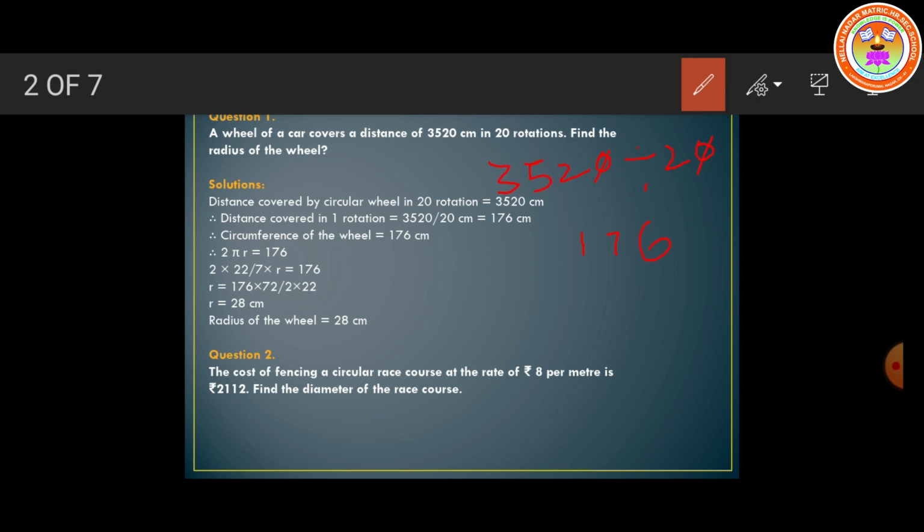How do you find the radius of the wheel? r is equal to 176 into 22 by 7 written as its reciprocal, 7 by 22. And 2 by 1 can be written as 1 by 2. So you have 176 into 7 divided by 2 into 22. Can you understand, all of you? That is 2 into 22. How do you find it?